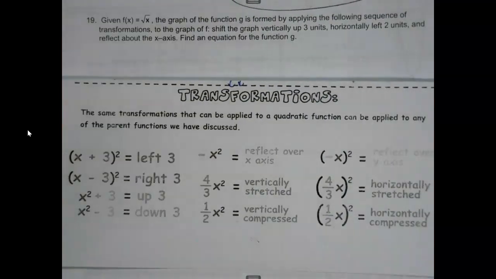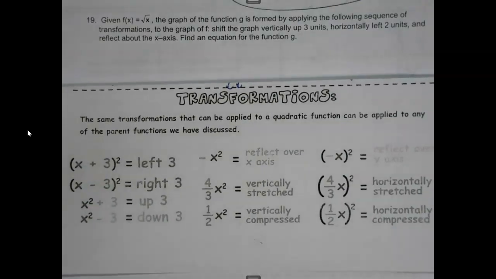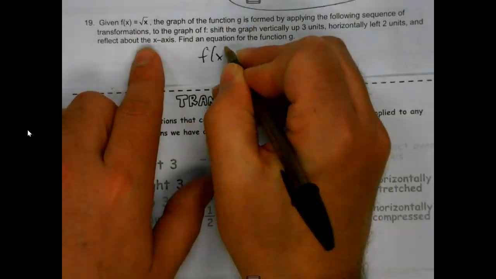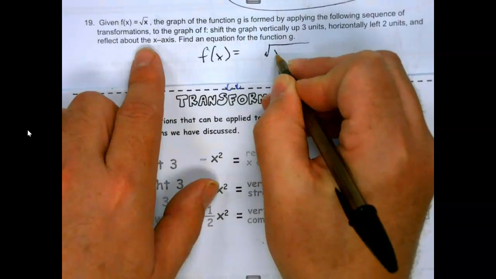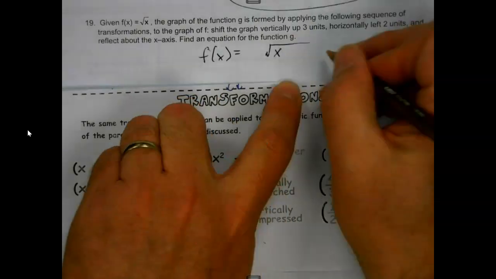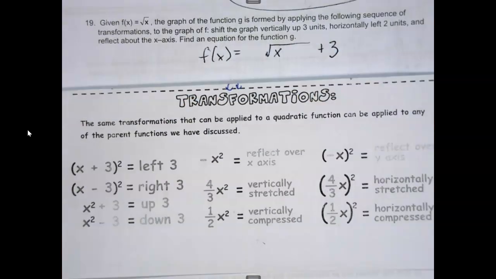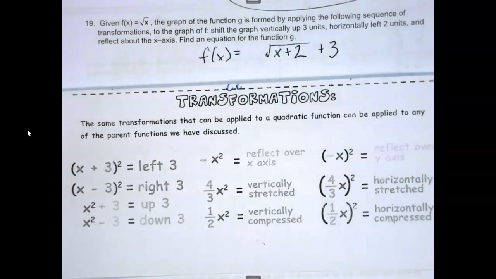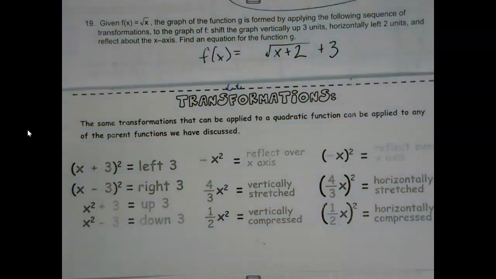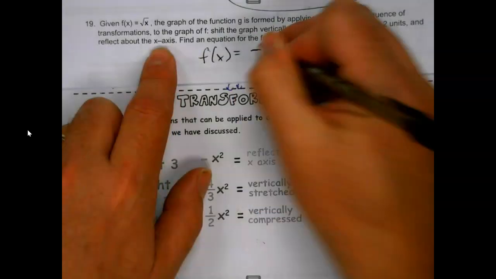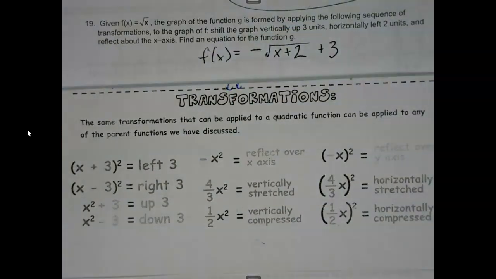Last one, and you will have survived. I loved the questions and the back and forth we had. It's good. Radical this time. All right, let's see. Up 3, outside the radical. Left 2, opposite, inside the radical. And reflect. Oh, I should have said reflect about y instead of x. Well, I did. Reflect about x. And we're there. That's it.